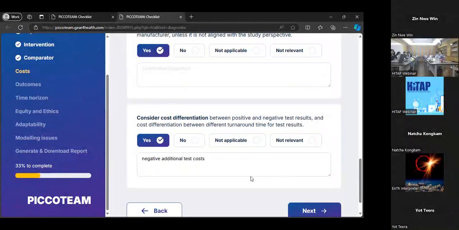Yes, and maybe there is also a time difference, although we did not capture the cost of turnaround time. If you can't, then it's a limitation that you can put.